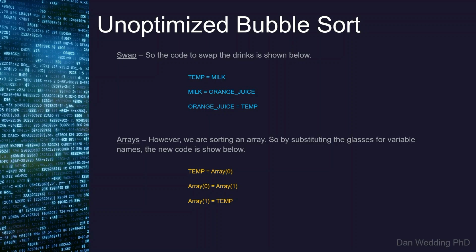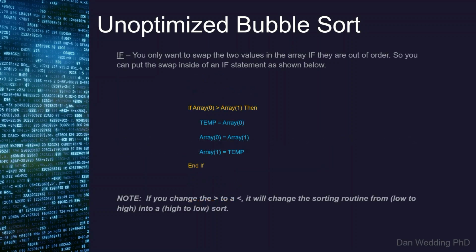However, we are sorting an array. By substituting the glasses for variable names, the new code is shown below. You only want to swap the two values in the array if they are out of order. So you can put the swap inside of an if statement as shown below. If you change the greater than to a less than, it will change the sorting routine from low to high into a high to low sort.